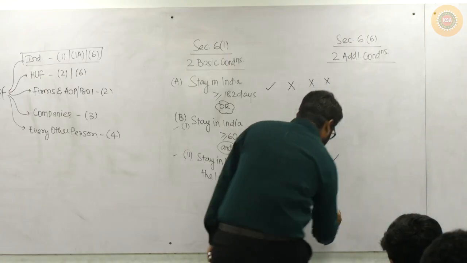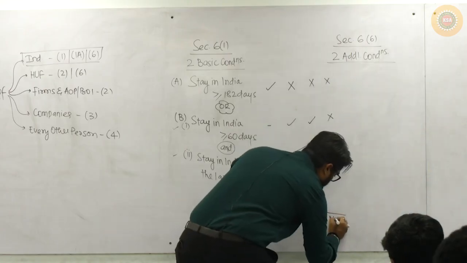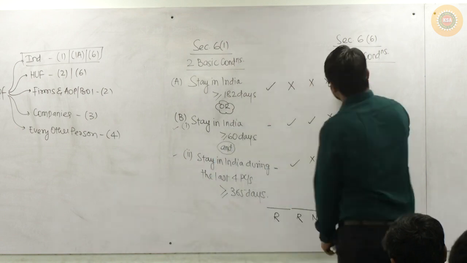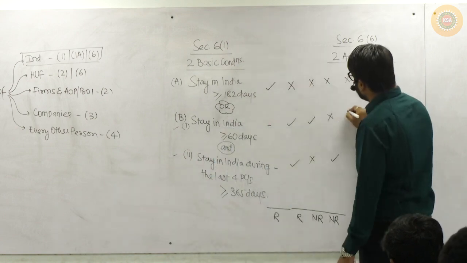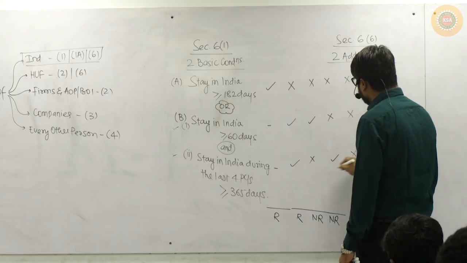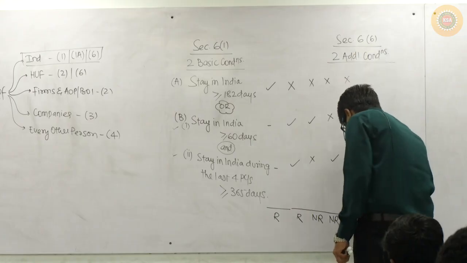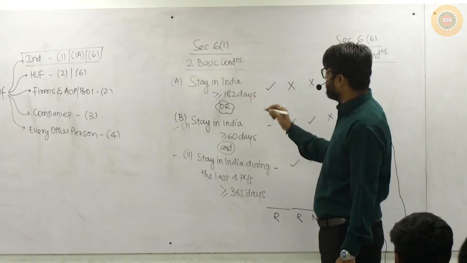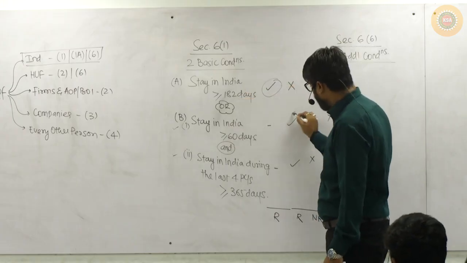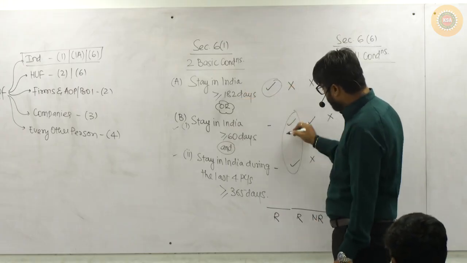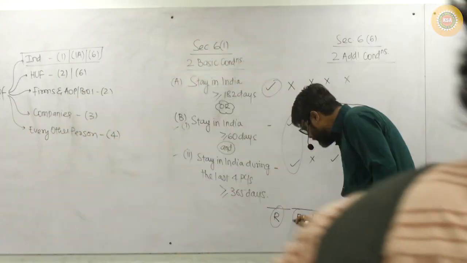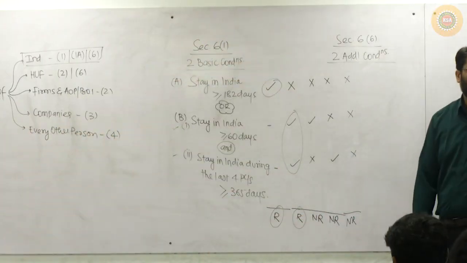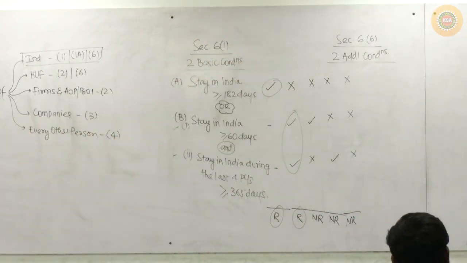Then also you will be treated as a non-resident. Yes or no? Sir, if I am not satisfying this also, not satisfying this also, not satisfying this also, then also, getting my point? Any one basic condition, either A or B, you satisfy, you will become what? Resident. Yes or no? Understood? Easy?